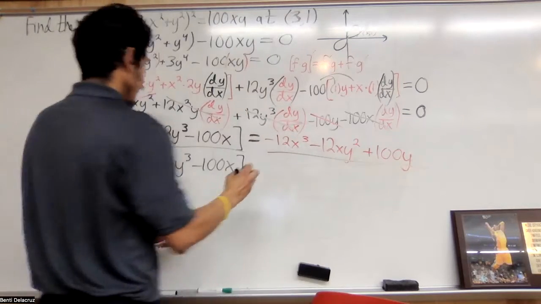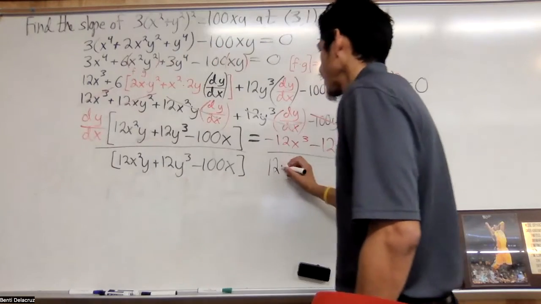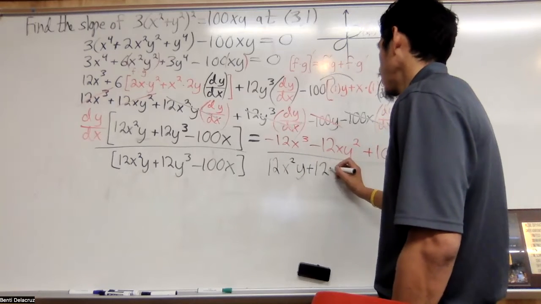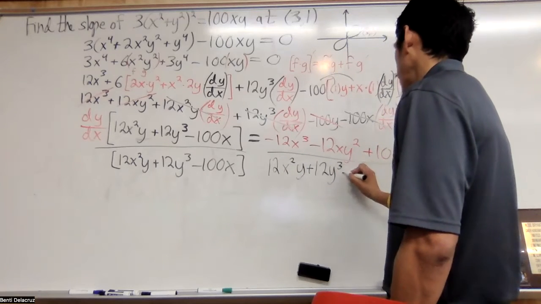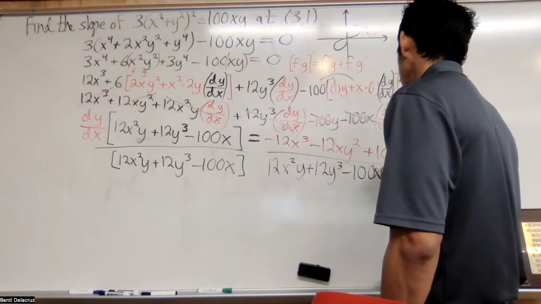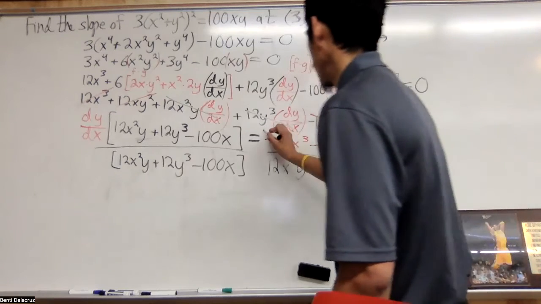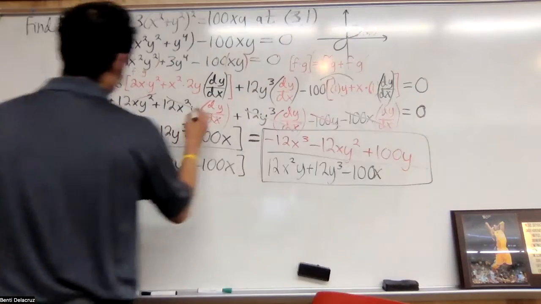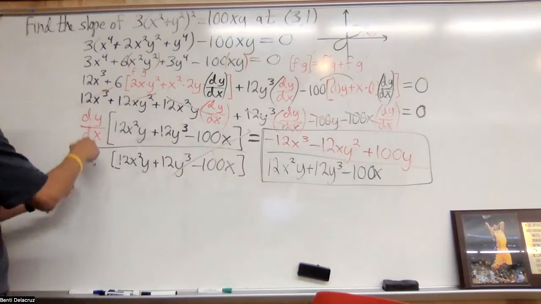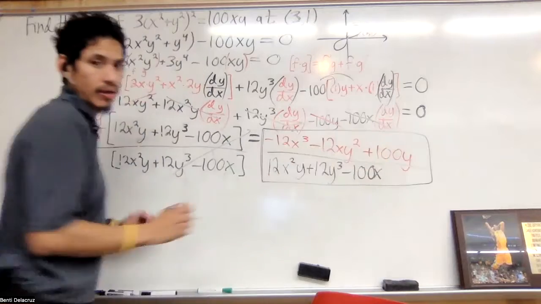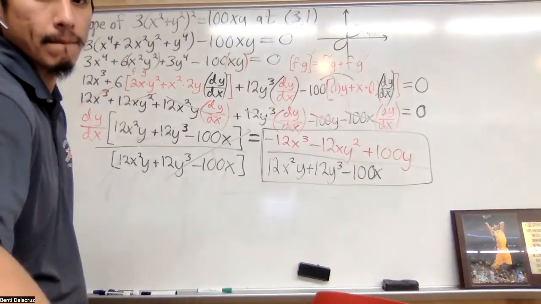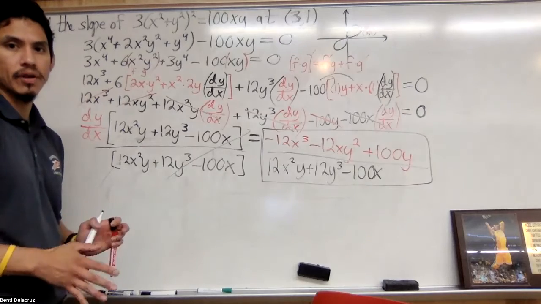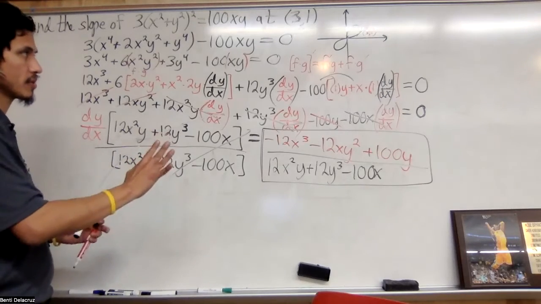12x squared y plus a 12y cubed minus 100x. And this will be my equation for dy over dx. All this goes away. So dy dx is equal to this whole thing. All right, so the fun's almost done. We still got one more thing to do.